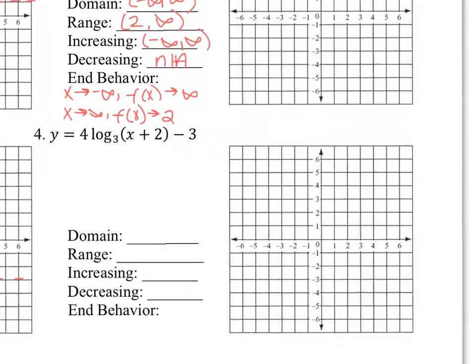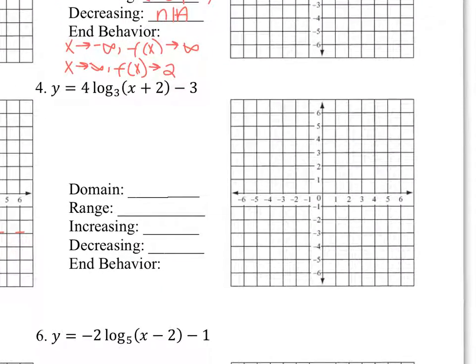So now if I go on and look at number 4, it is a logarithmic function. So still doing it almost the exact same way. Left 2, down 3. So left 2, down 3. Here's my makeshift origin. But now instead of a horizontal asymptote, I have a vertical asymptote.